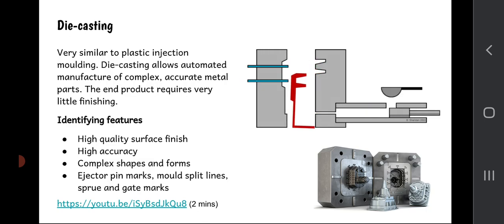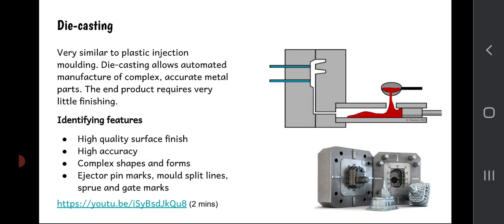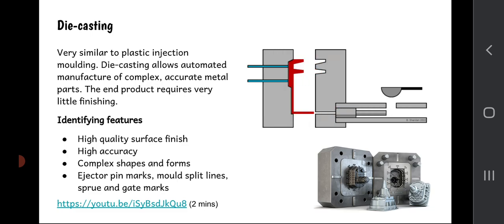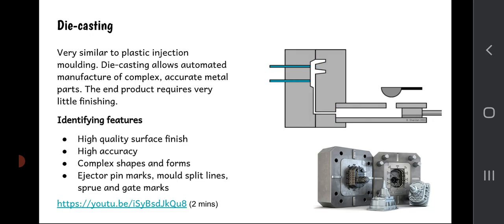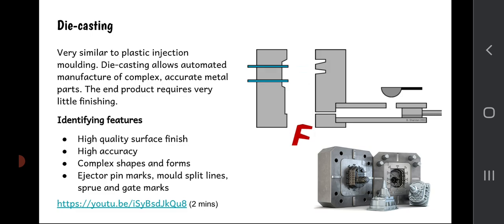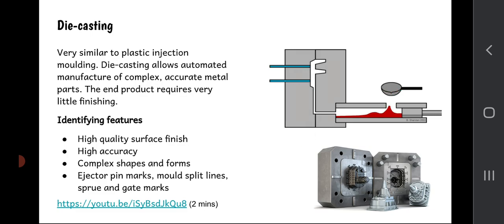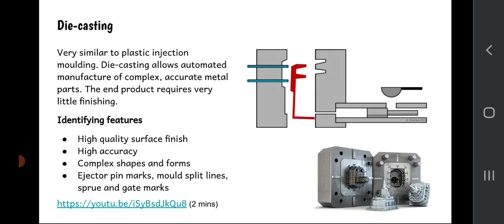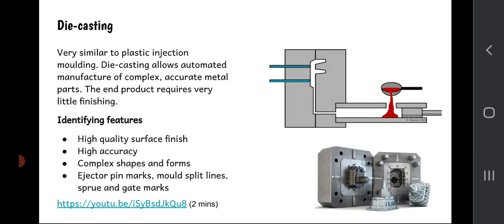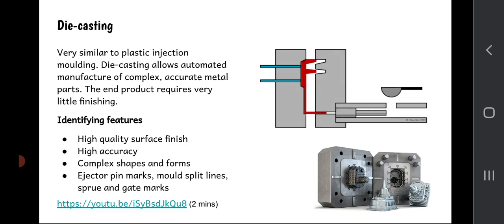Die casting is an automated form of metal casting. It is very, very similar to plastic injection moulding, which we'll look at later. But die casting allows automated manufacture of complex, accurate metal parts. And when a part comes out of a die casting machine, it requires very little finishing, very little filing, sanding, or surface polishing, because it comes out with a really high surface quality.